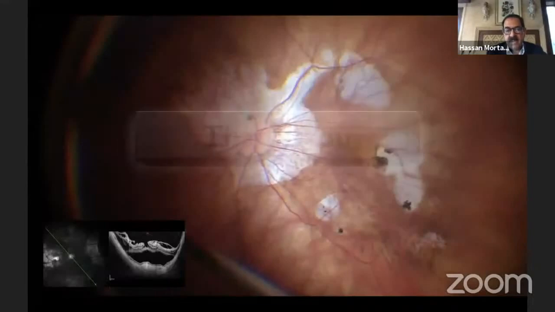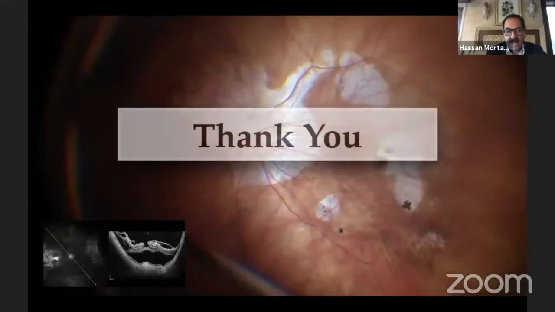And this is all what I can say about myopic foveoschisis. I hope it answers many of the questions about this important clinical entity.